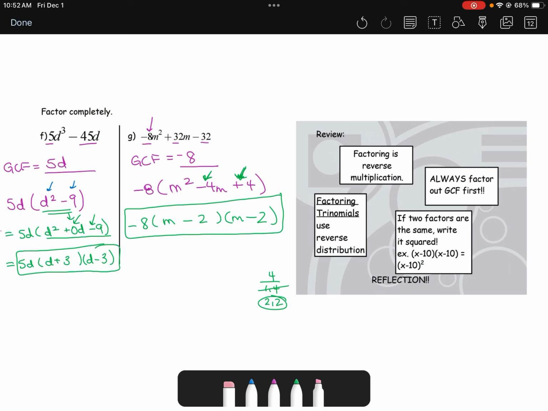We have one more where a is not 1. A little bit more steps with it, but pretty similar. Again, if you have questions on this, because you have to be able to factor on your written assignment, please let me know.